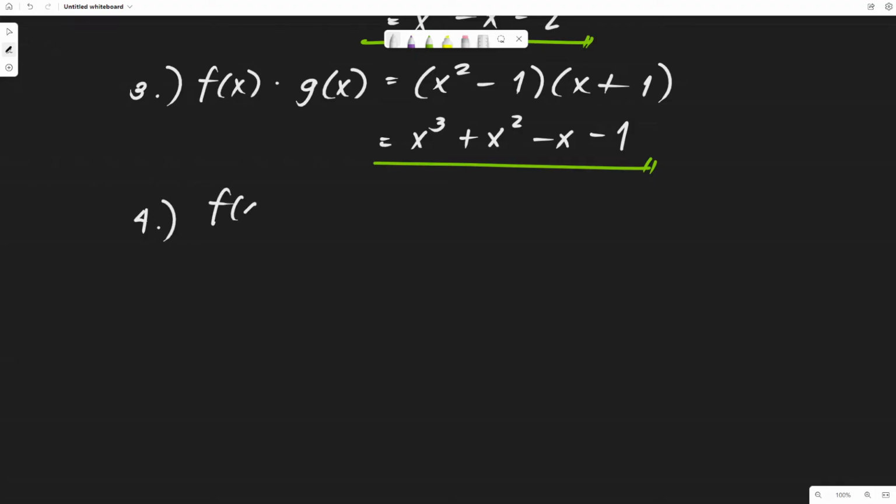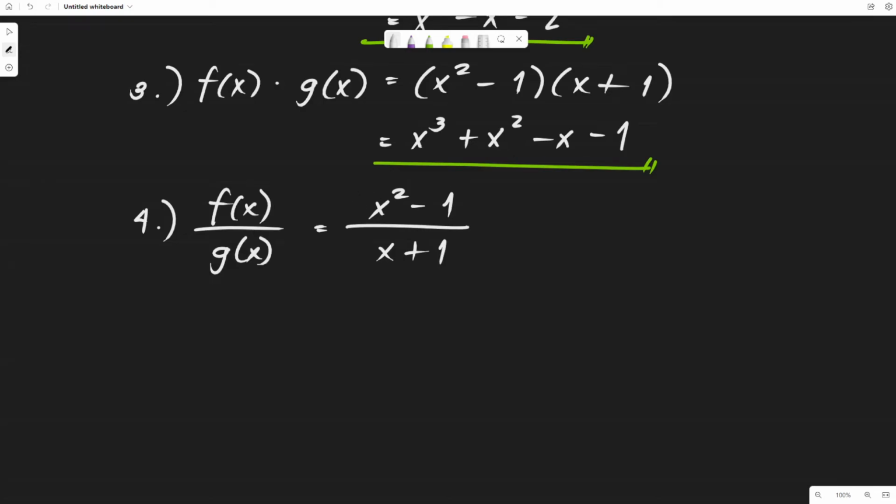We have f of x over g of x. Okay, so we have x squared minus 1 all over x plus 1. Okay, so meron dalawang method ng pagsosolve. So unahin muna natin yung mas mabilis, no? Not necessarily mas madali, pero mas mabilis.